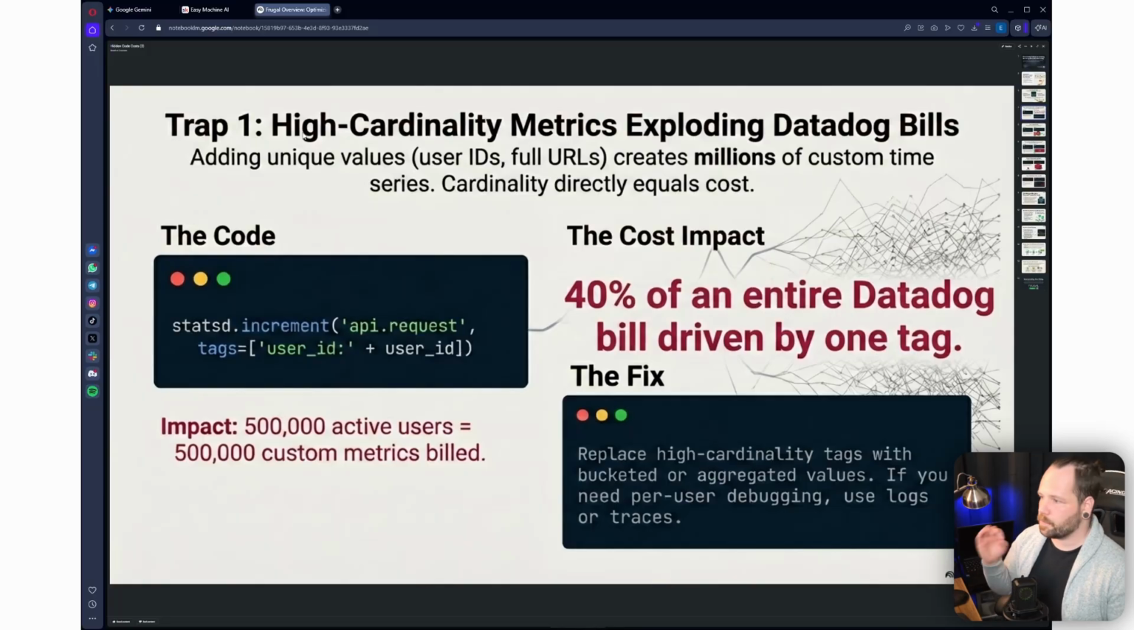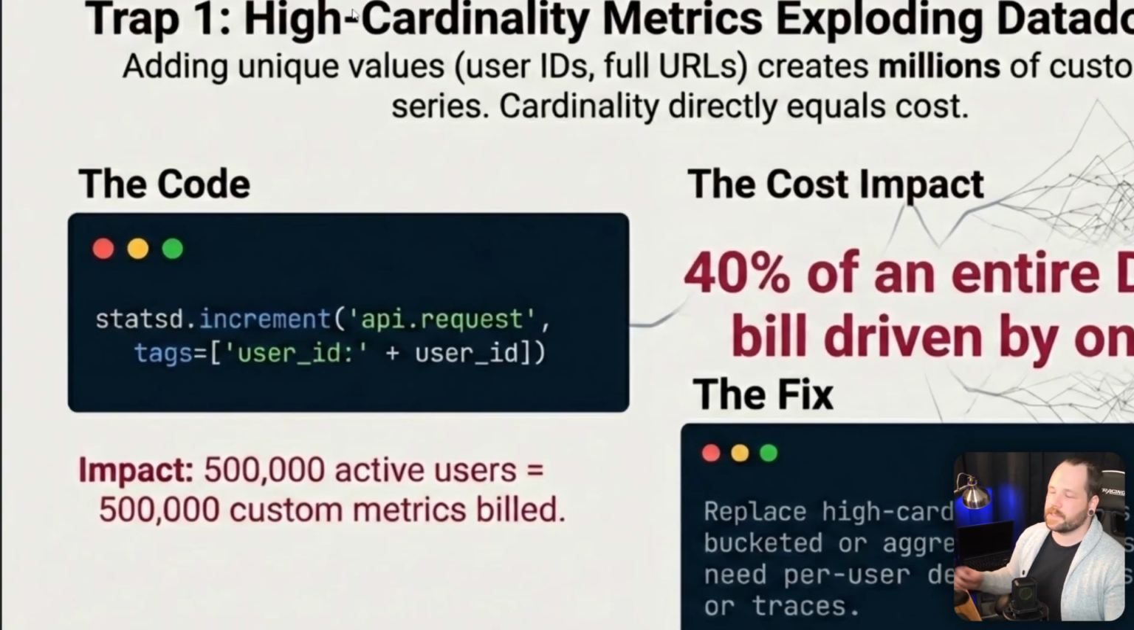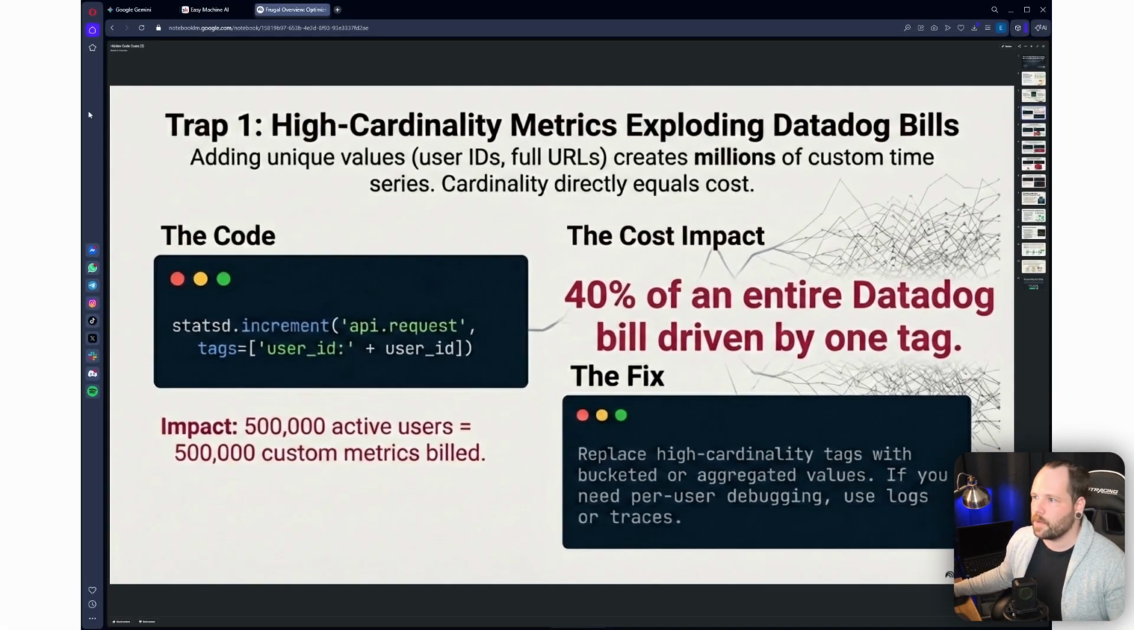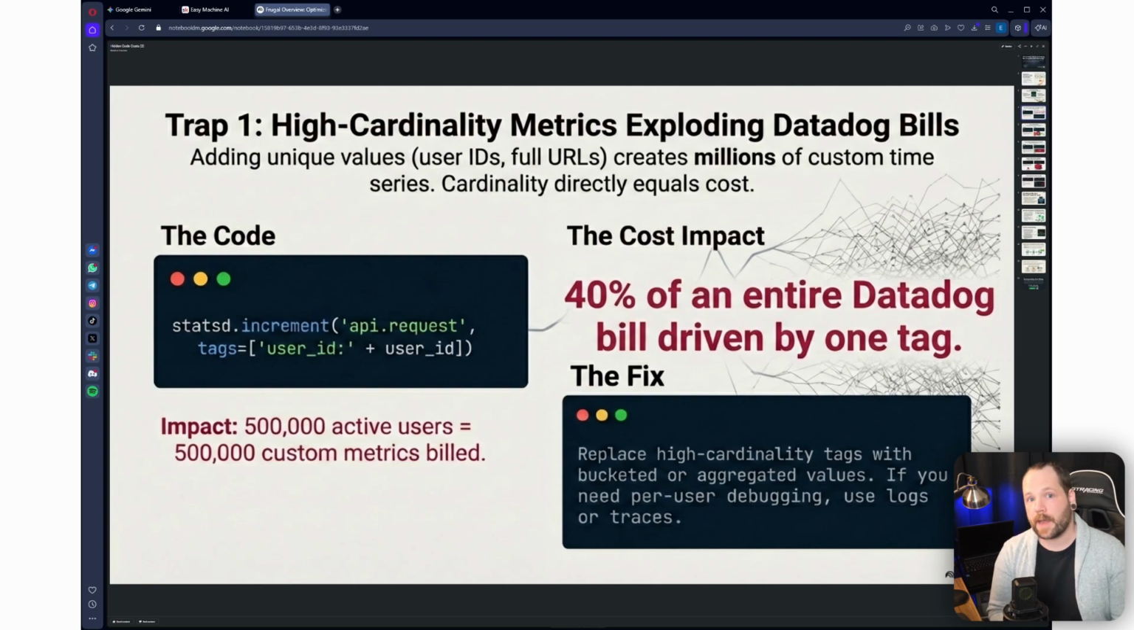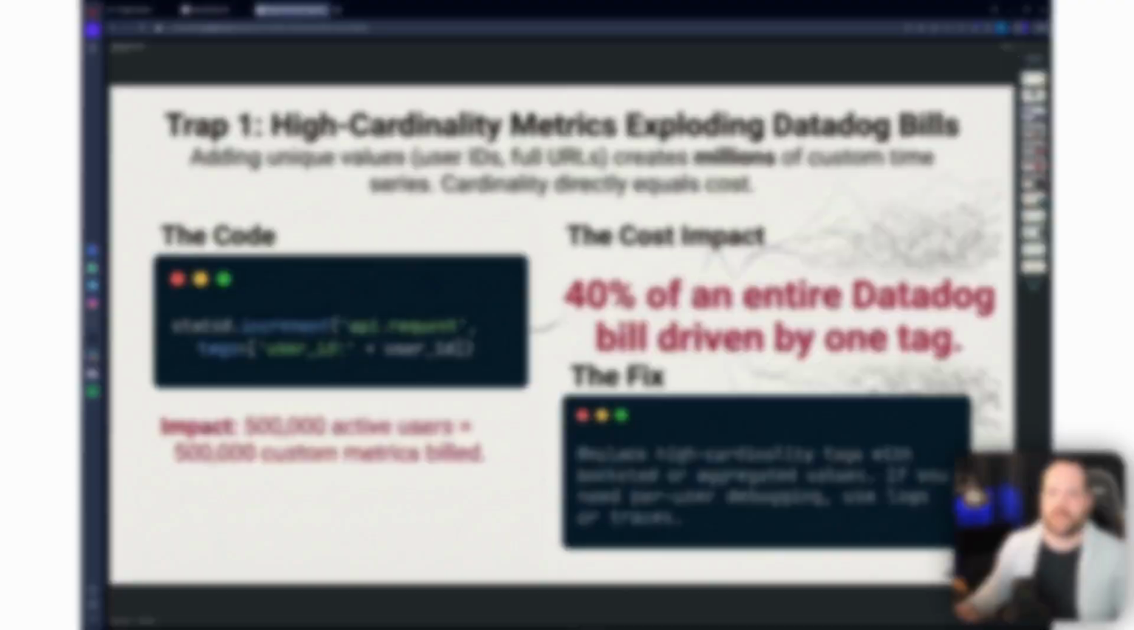To look at this in production, something as simple as a user ID tag on a really high traffic endpoint, let's say you have 500,000 active users, that's 500,000 custom metrics billed. And we've seen companies where a single high cardinality tag was responsible for over 40% of their Datadog bill. To fix this, Frugal detects high cardinality tags automatically by analyzing your instrumentation code alongside your Datadog usage. And we can replace high cardinality tags with bucketed or aggregate values like user cohorts or status codes rather than full response bodies. That one fix alone could have massive impact, decreasing your cloud costs.